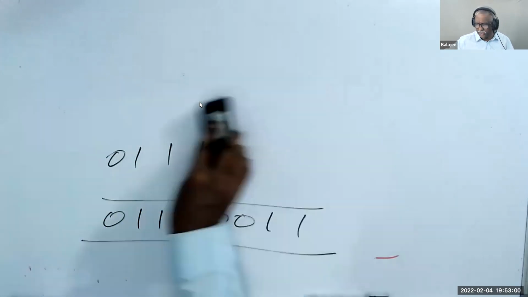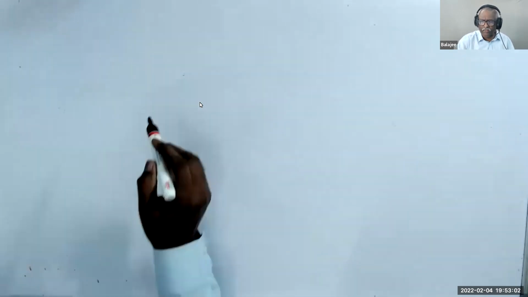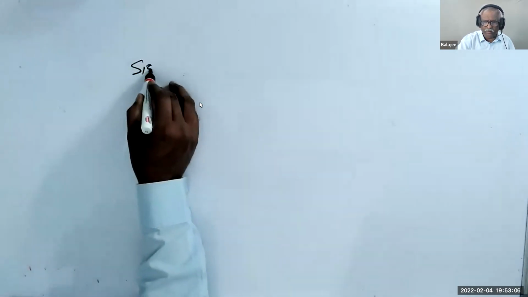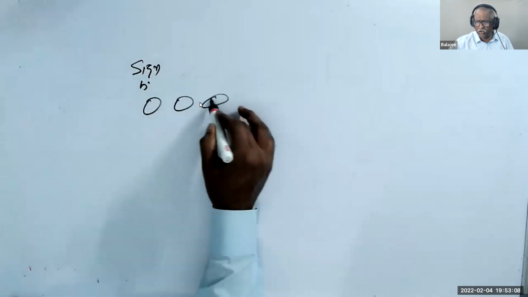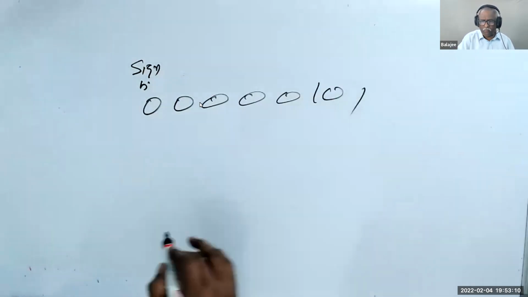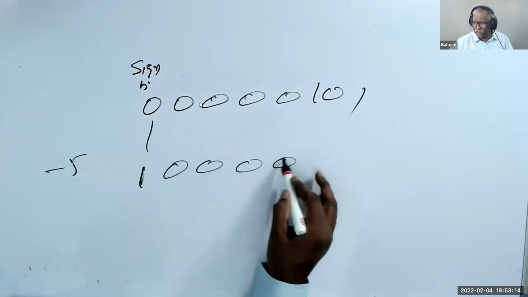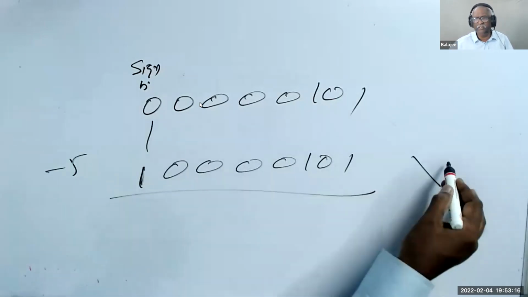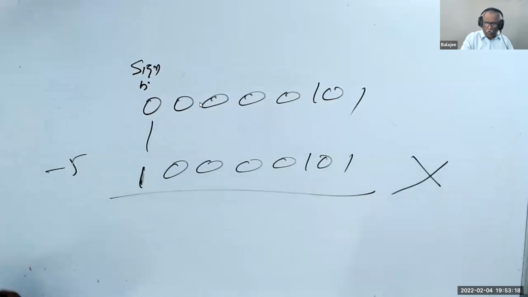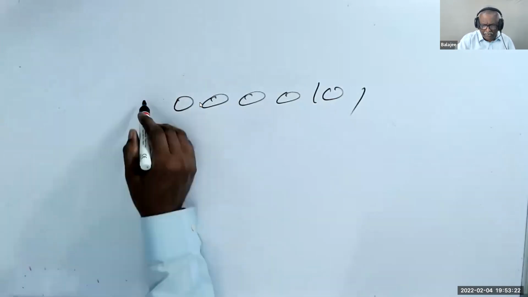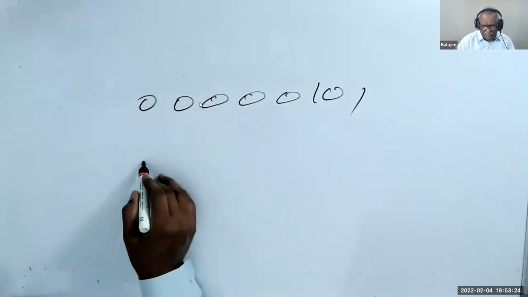Normally, what you think is like this. What you think is 5 means sign bit is 0, and 0000101. Minus 5 means take the sign bit as 1, and 0000101. No, this is wrong. This is not minus 5. You know one thing, what is minus 5? Take the 7 bits. For 5, the sign bit is 0, and for minus 5, the sign bit is 1.